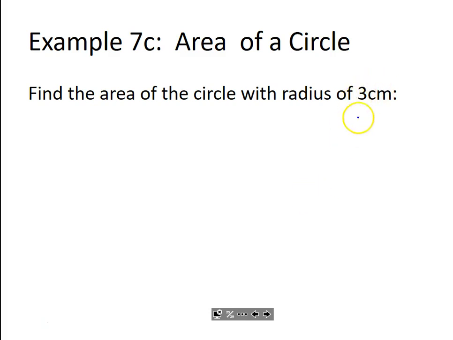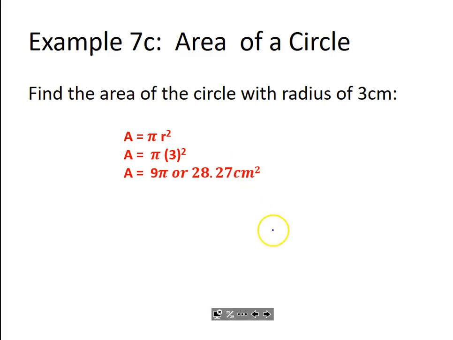So here this says the radius of this one is 3 centimeters. So we're going to square again the radius, which is 9. So one of our answers is going to be 9 pi. And then when I multiply 9 times pi, I get 28.27. And again, it's centimeters squared because it's area.